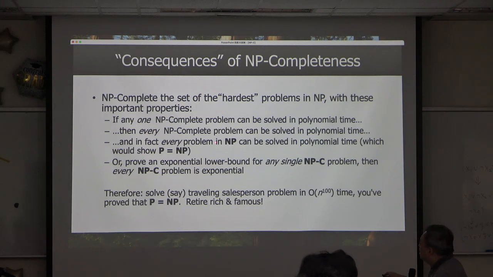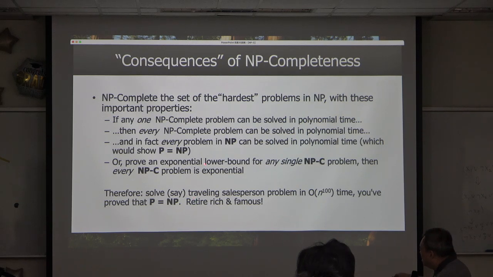NP-complete is a set of the hardest problems in NP with these important properties. If any one NP-complete problem can be solved in polynomial time, then every NP-complete problem can be solved in polynomial time. In fact, every problem in NP can be solved in polynomial time. In other words, P equals NP. Or, if you prove an exponential lower bound for any single NP-complete problem, then you prove P does not equal NP. In this case, every NP-complete problem is exponential. Either one of them.